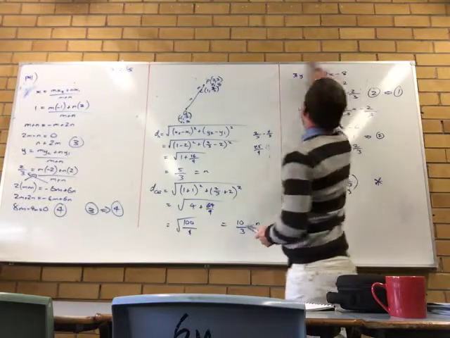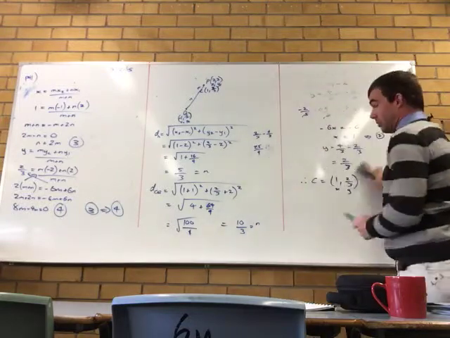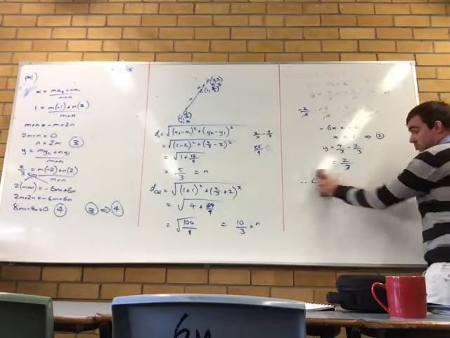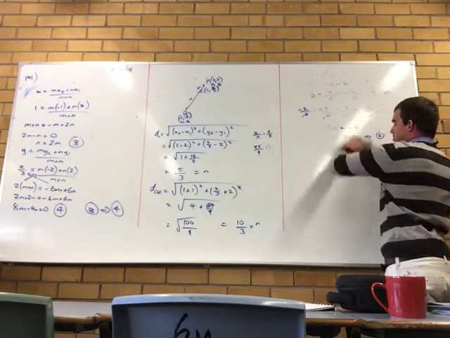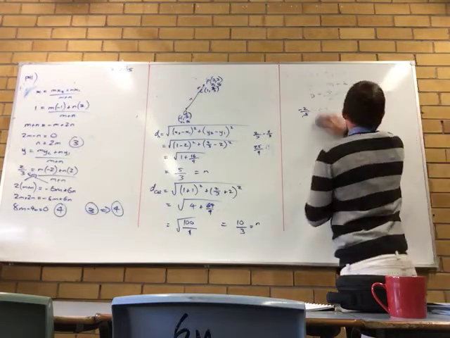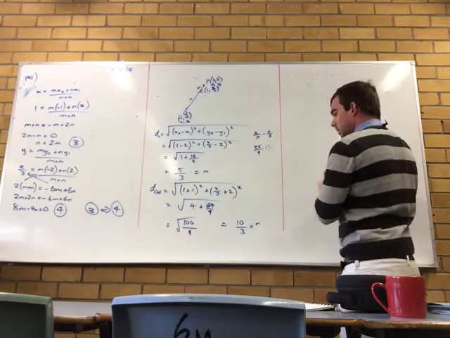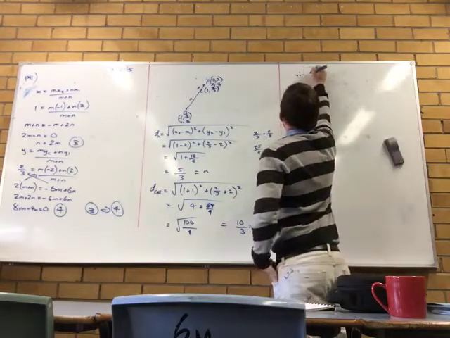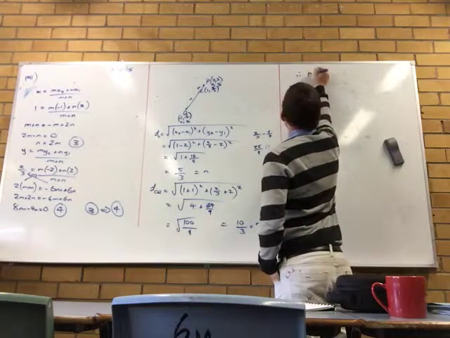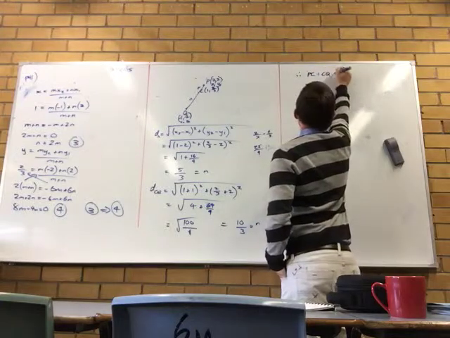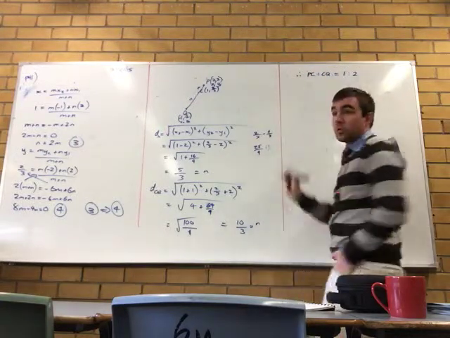Right. Now, I am pretty sure they would expect that as integers. Positive integers for this case. Okay, therefore, what was it? PC to CQ is 1 to 2. The order is important there.